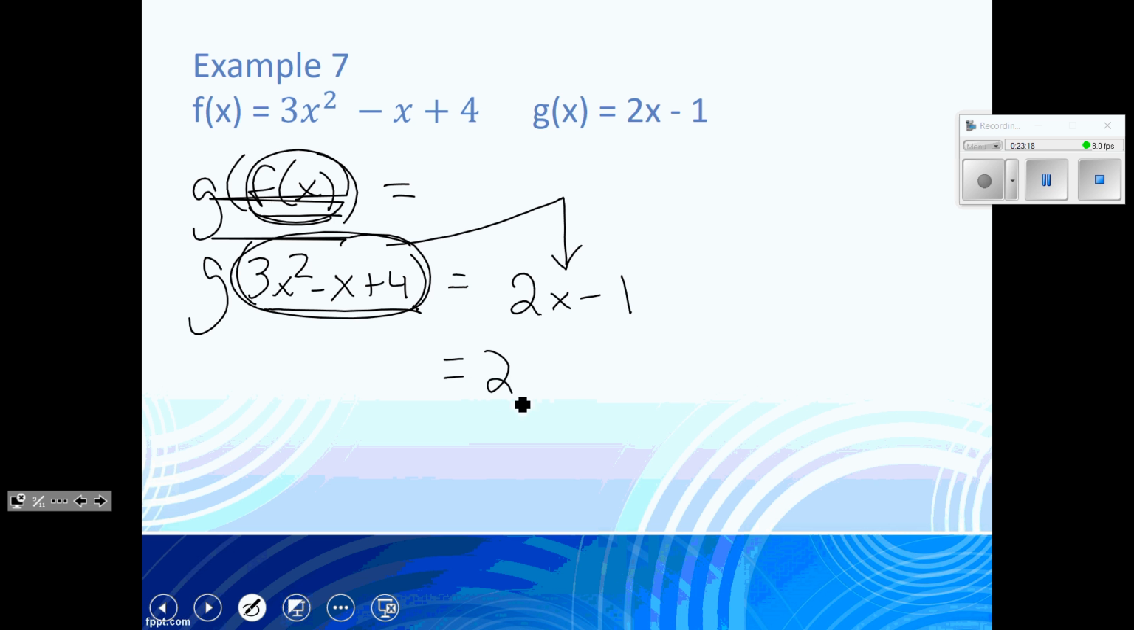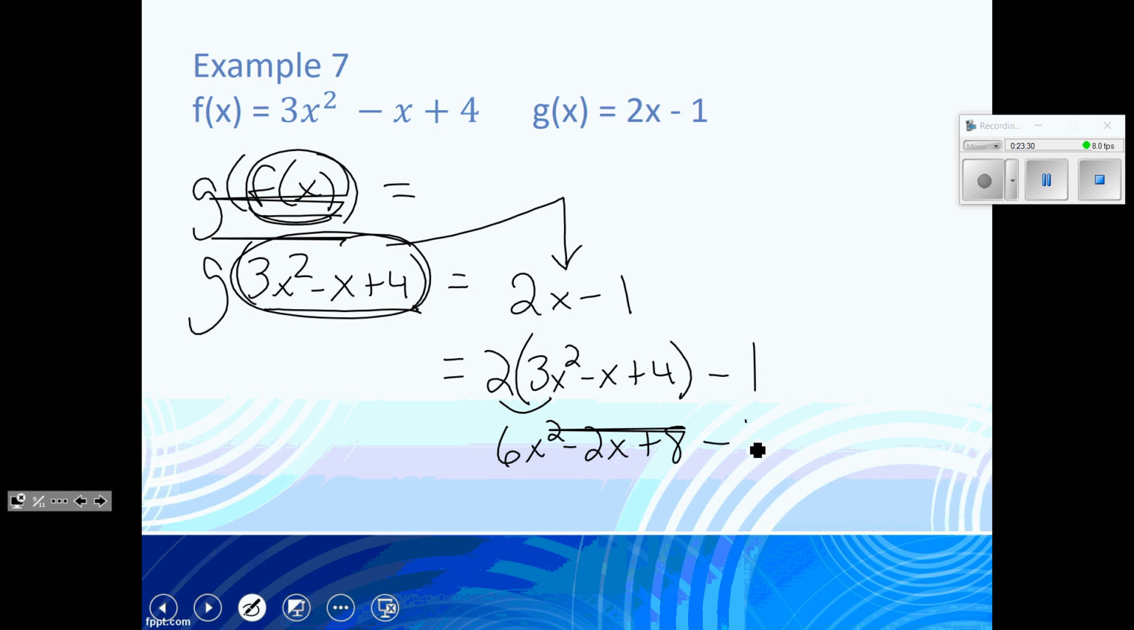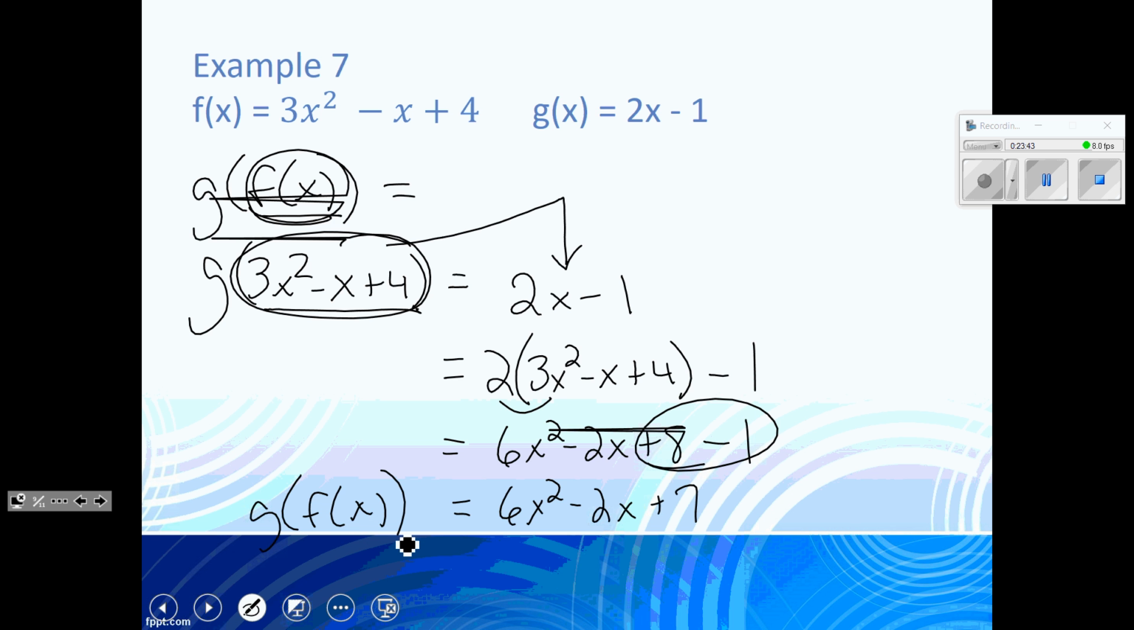Okay, so this is going to be 2 times 3x squared minus x plus 4 minus 1. So then this will be 6x squared minus 2x plus 8 minus 1. And then if you combine like terms, 6x squared minus 2x plus 7. And that is equal to g at f at x. How many were able to get there?